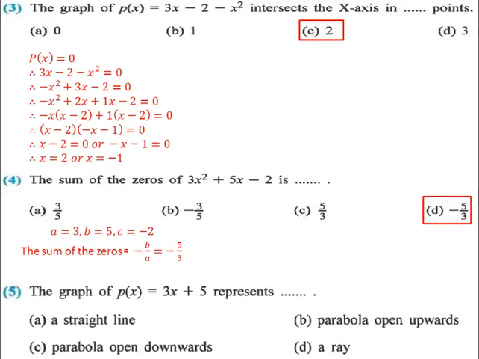The graph of p of x is equal to 3x plus 5 represents blank. You see this polynomial. This is a linear polynomial in one variable. So the linear polynomial represents a straight line. Okay, the answer is a straight line.